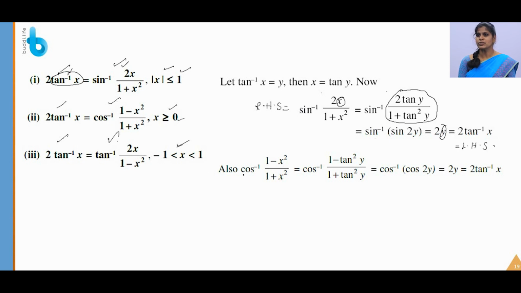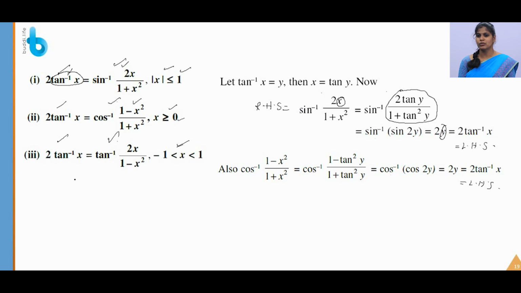Similarly, look at the second property, cos inverse of 1 minus x square by 1 plus x square. Here again the same thing, x equals tan y. Substitute tan y in place of x, so 1 minus x square becomes 1 minus tan square y and 1 plus x square becomes 1 plus tan square y. This is a property in your trigonometric functions. So instead of this I can substitute cos 2y, and cos inverse will get removed. So 2y, and in place of y you can substitute tan inverse of x. Hence we got the LHS.